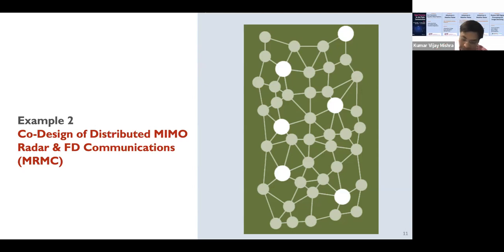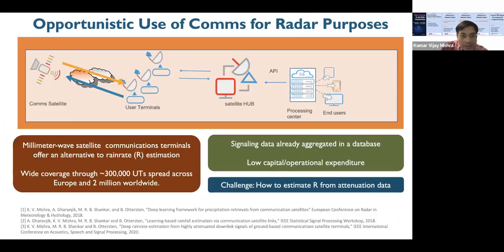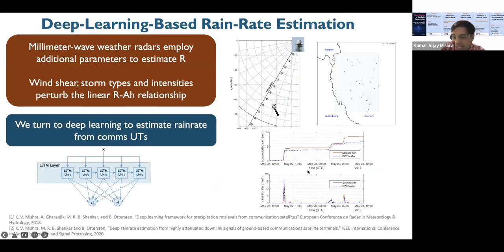Yes, indeed. So for example, I think I mentioned here, the signaling data is already aggregated in some kind of database. So you see there is like a hub, where we get all the information from these user terminals. And once we have that, what do we actually do? For each user terminal, we get the rainfall estimate. So what you see here, for example, are plots like these, instantaneous rainfall and the accumulated rainfall.